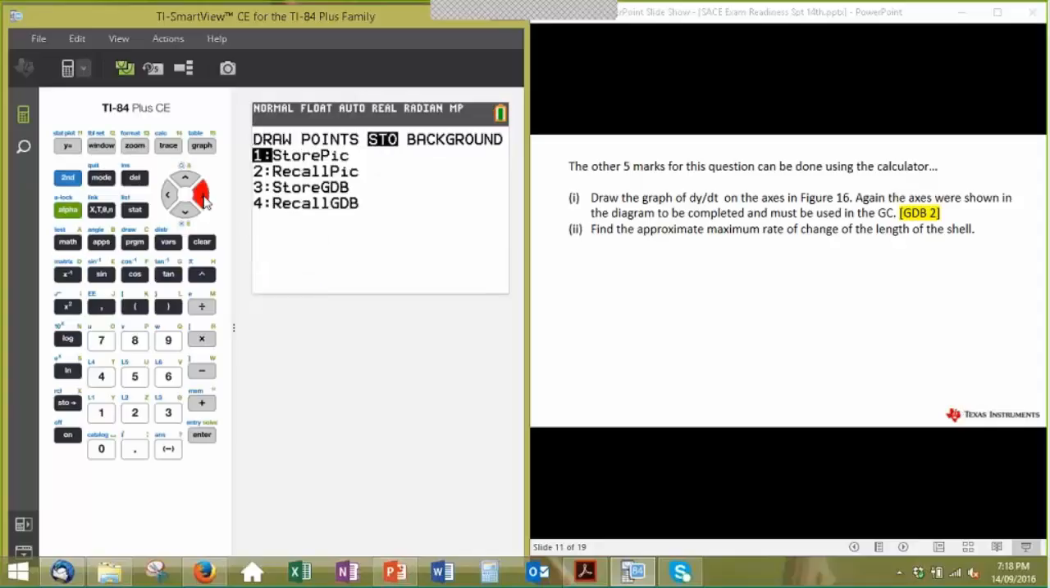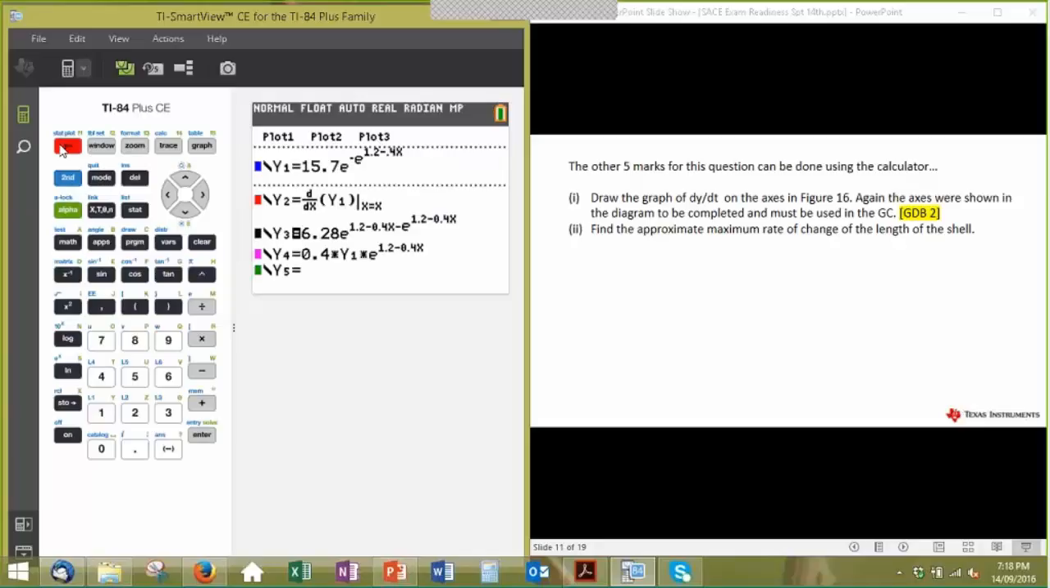I've stored this already, so I want to recall it. So number 4, recalled graphical database number 2. What this has done for me is come back to this function that I had before, but with the derivative in there and the other bits that I need for this question.